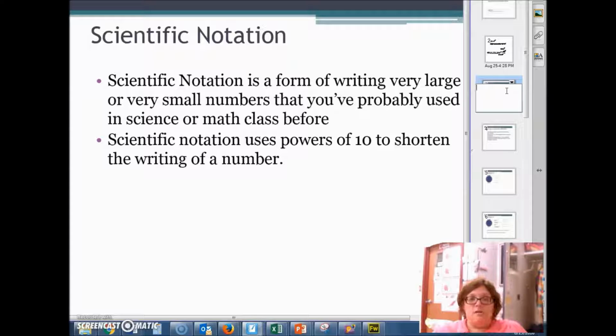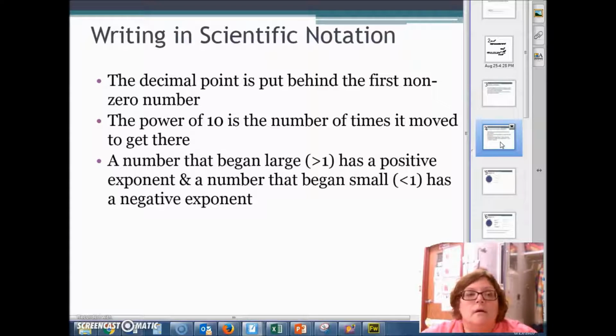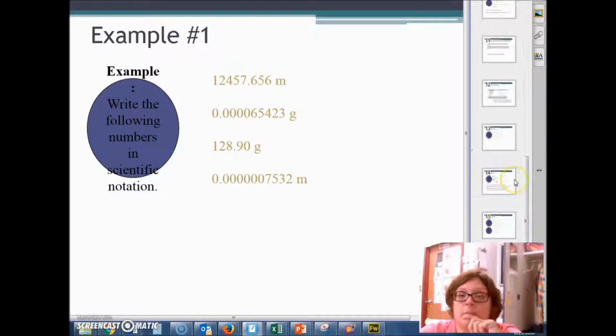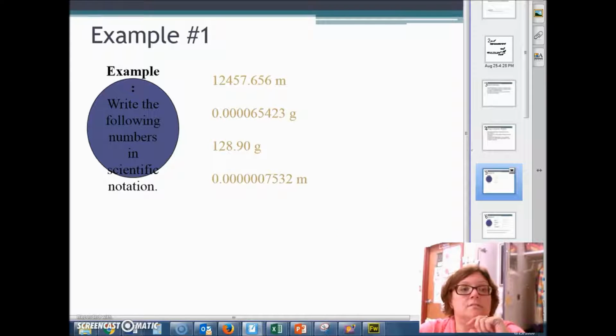It's a form of writing very large or very small numbers, and we use powers of 10. The decimal point is put behind the first non-zero number. The power of 10 is the number of times it moved to get there. In other words, it's going to be the placeholder, like the tens place or the 100s place. A number that begins large is positive, and a number that begins small has negative exponents. Okay? We will have some examples in class, but I wanted to give you this information.